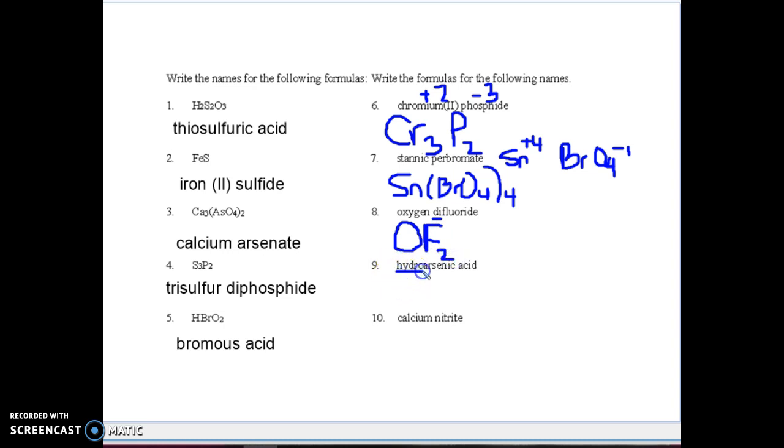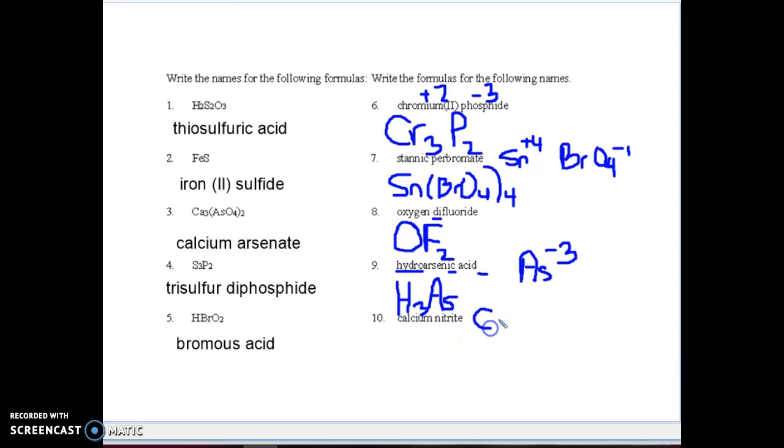Number 9, hydroarsenic acid. So this means that this is going to be binary. I'm going to look up arsenic on my periodic table. I find that arsenic is in the same family as nitrogen, so it has a -3 charge. That means that I need 3 hydrogens to go with it. So H3As.